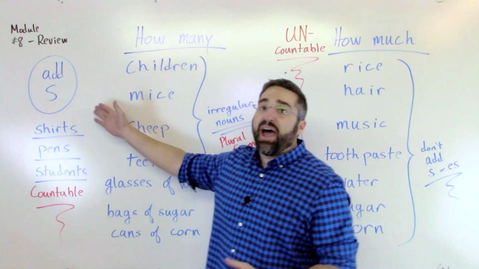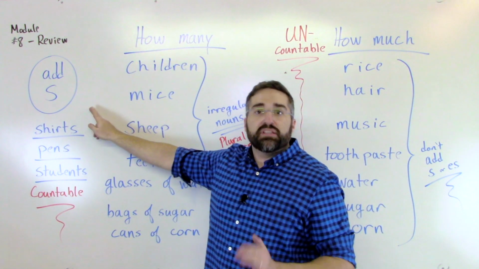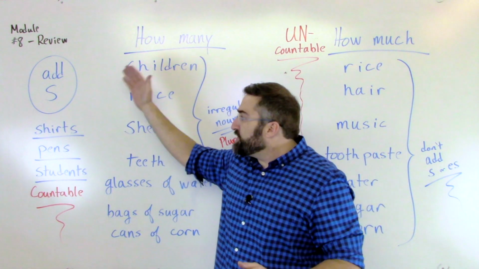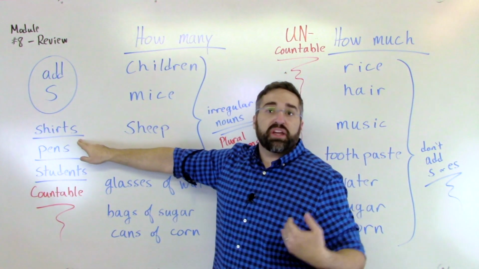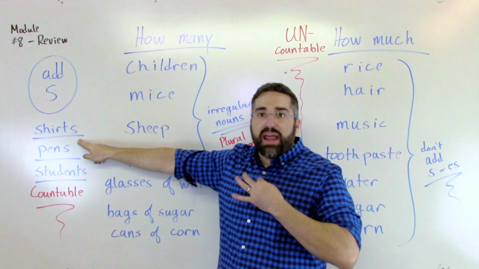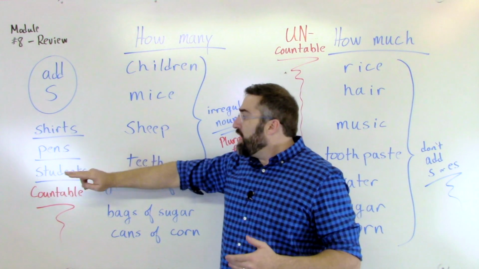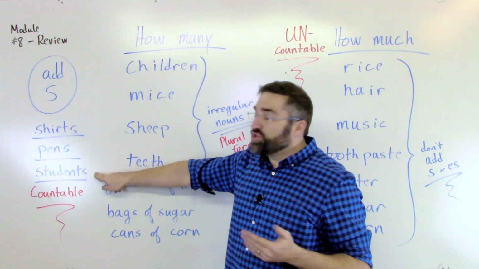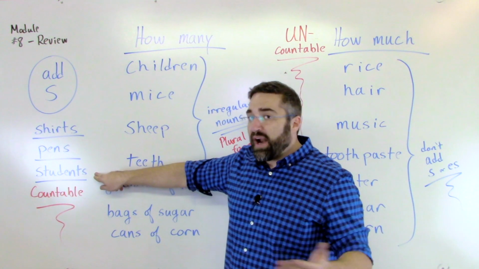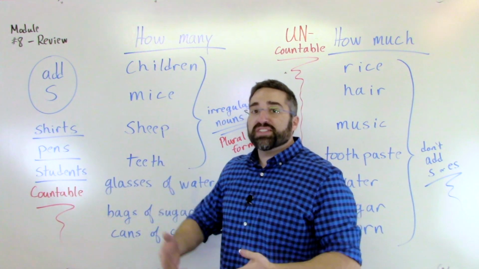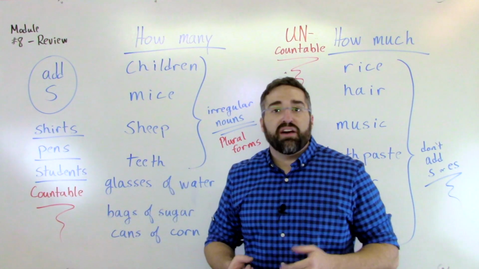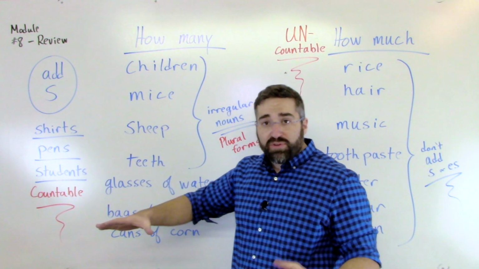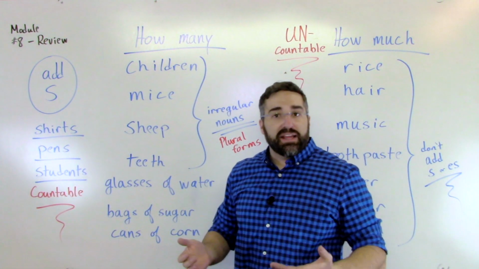So typically, with countable nouns, we can add an S, sometimes an ES, depending, but usually just an S. So we can add S to shirt and it becomes shirts, right? More than 1 shirt. Many shirts, not just 1 shirt. Or pens. So you have 1 pen or you have many pens. Students, right? You can have many students or perhaps just 1 student. But you can always count these things, right? All of them can be counted. 1 student, 2, 3, 4, 5. How many students? So anytime you can count something, we ask how many.